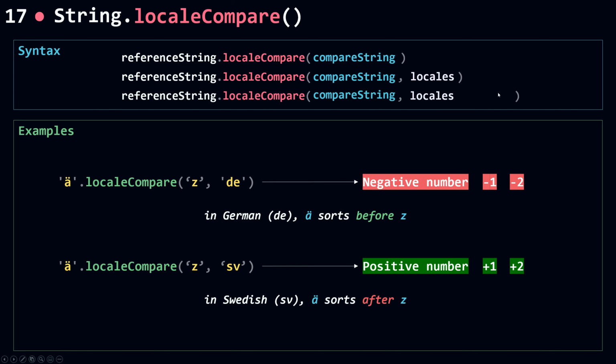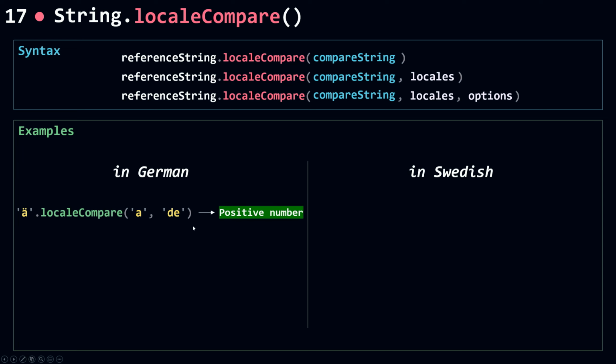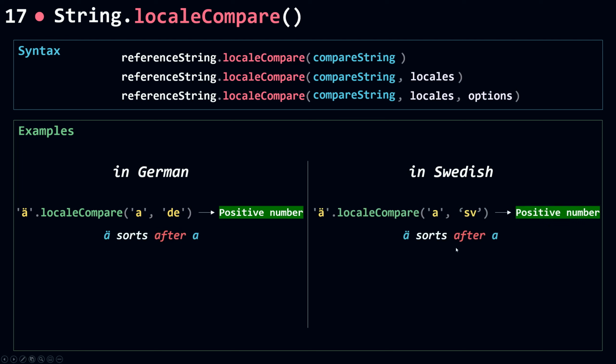And now the third parameter is options. This is an object you pass in to your localeCompare. By the way, locales and options are both optional. So let's see an example here. So I'm going to compare again German and Swedish. So if I compare A with an umlaut with A, I will get a positive number. The same thing in Swedish, because in both languages A with an umlaut starts after A.